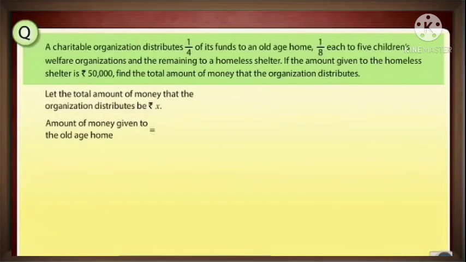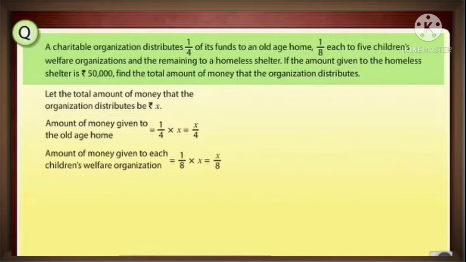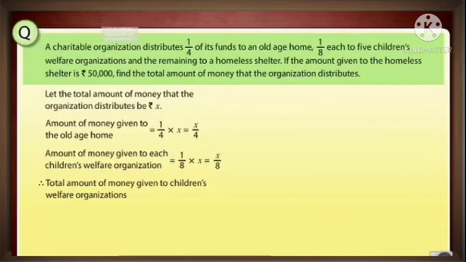We know that the charity donates 1/4 of its funds to an old age home. This amount is represented as x by 4. The organization also donates 1/8 of its fund to 5 children's welfare homes. So, the total amount of money donated to the children's welfare homes is 5x by 8.